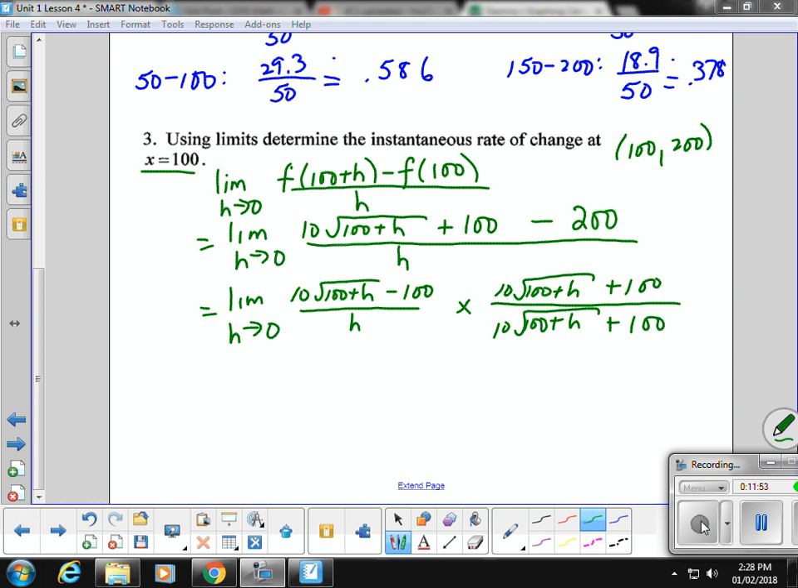Okay, I've got to remember where I was. Mrs. Sterling just scared the life out of me. Okay, I'm multiplying by the conjugate, so I can get the h out from under the root sign, so I can cross off the 0 over 0 problem.